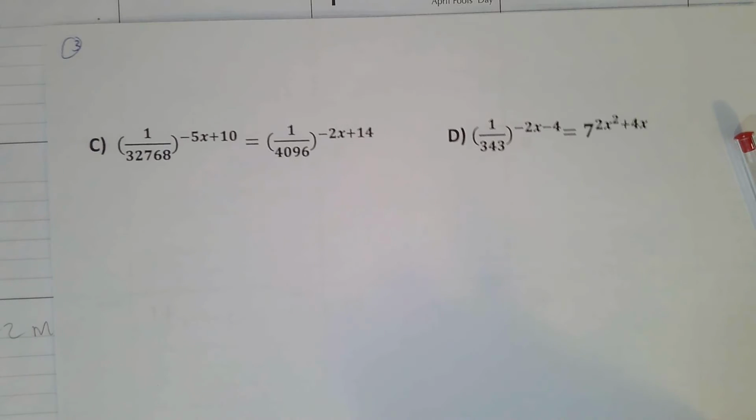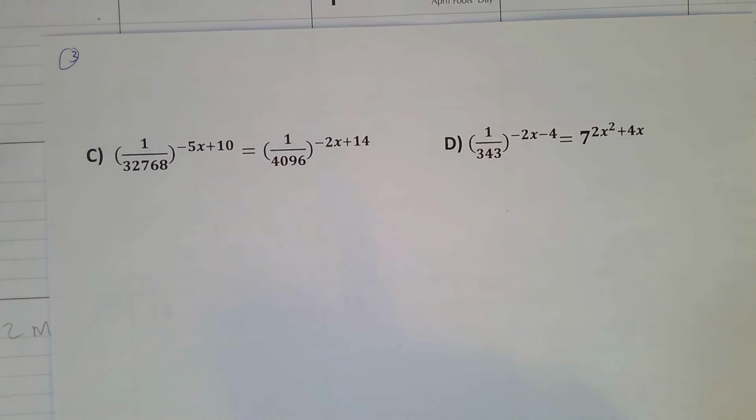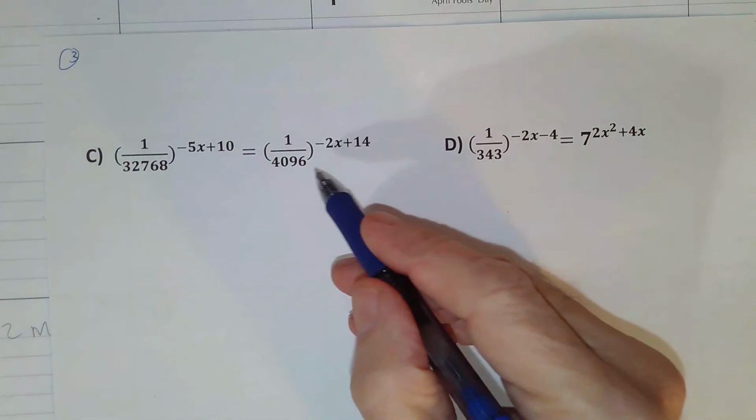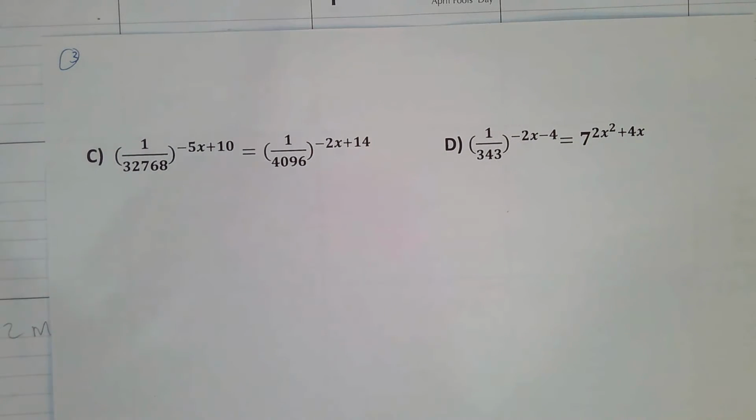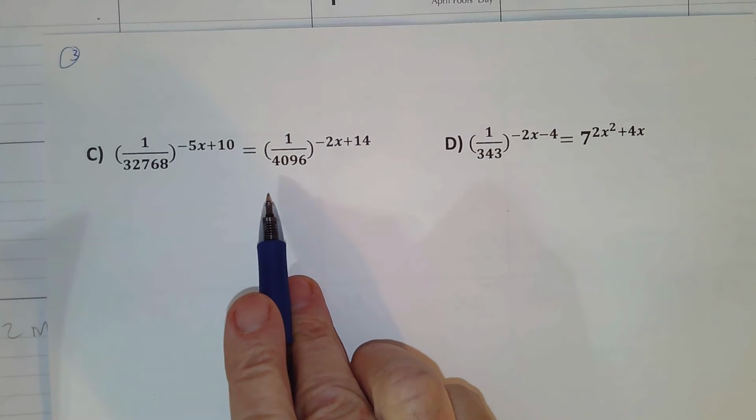So now we have another ugly looking problem, but remember these are going to be negative exponents, and we just have to figure out what the bases are. And so both of these are even numbers, so they've got to be to the power of 2.